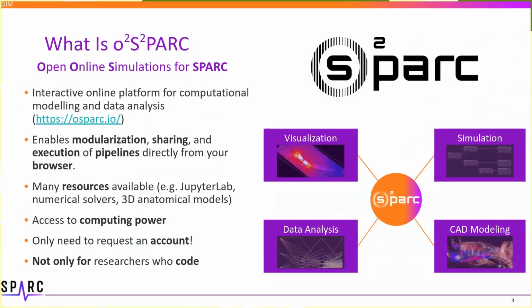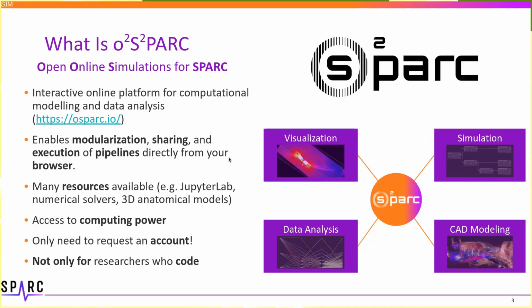So I was mentioning the o²SPARC platform. So this is the computation and simulation platform for SPARC. If you don't have an account, you can request one. If you have one, you can access it from this URL, sparc.io. In o²SPARC, you can do many things. You can build pipelines in different models. You can share your pipeline, and everything runs from your browser. So you don't need to install software or manage a cluster on your own or other complicated steps.